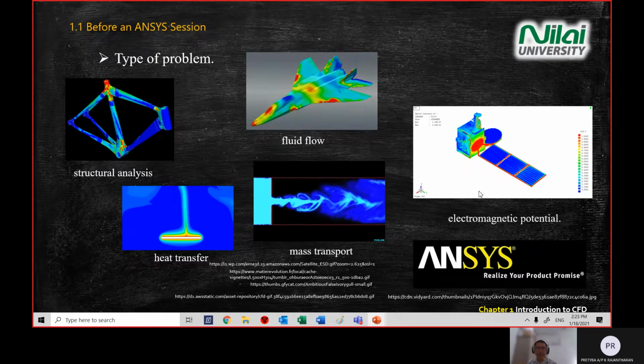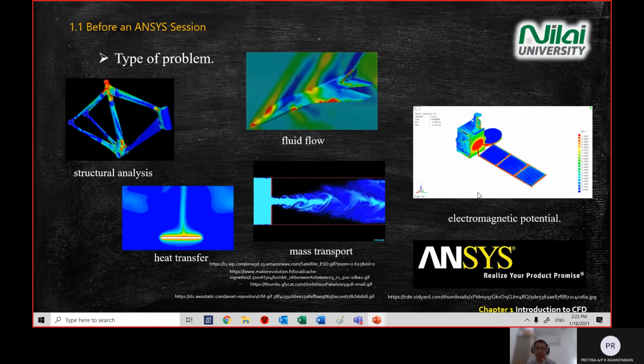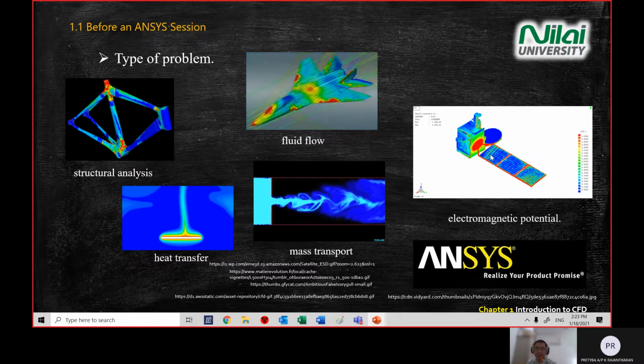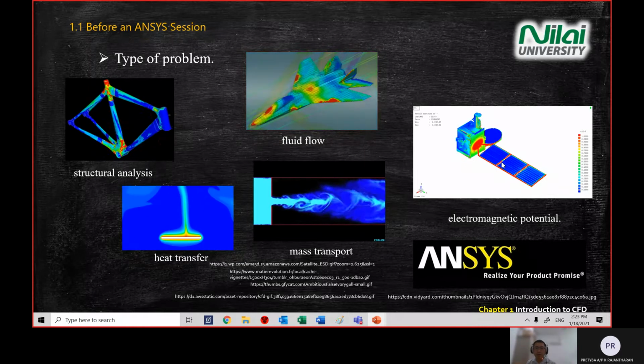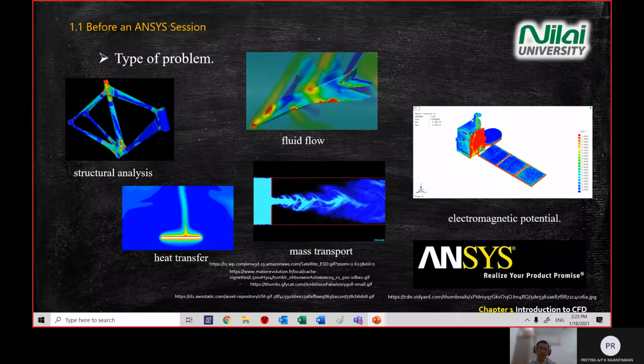Another area is electromagnetic potential, and this one is on the satellite plate there. You can see that when the satellite is working, there is some electromagnetic potential generated through the process. So these are the five main problems that we can simulate using ANSYS.